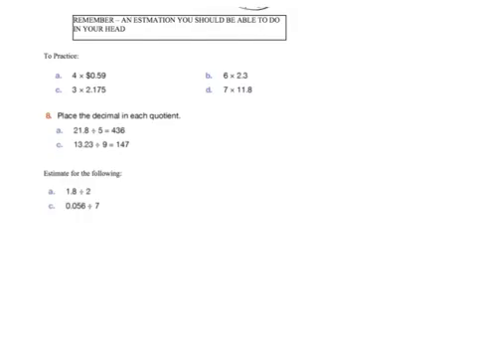All right, so let's check. So for example, A, 4 times 0.59, and they've got a dollar sign there, so it's money. I would round that up to 1. 4 times 1 equaling $4.